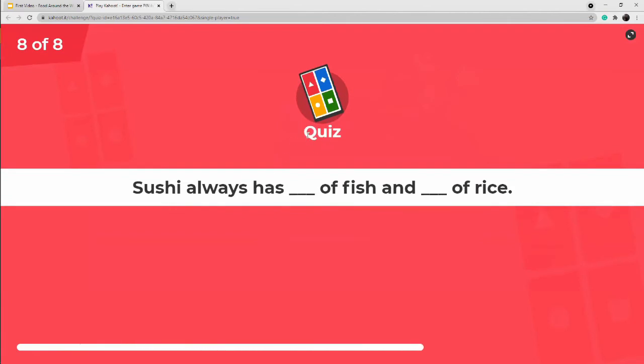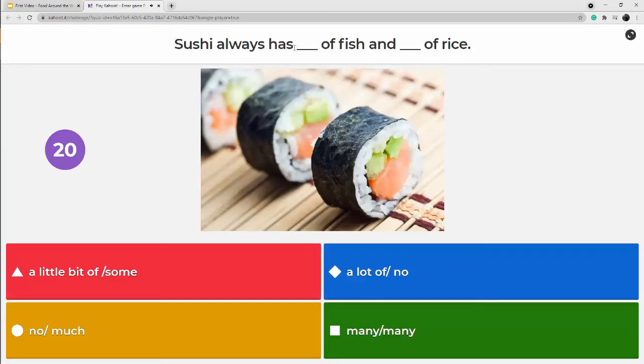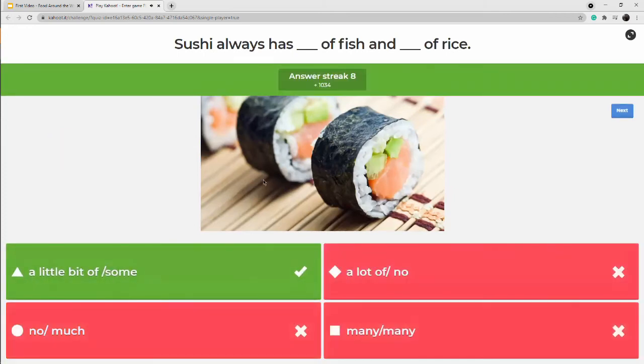So here we have the last question. Sushi always has a little bit of rice, a little bit of fish, and some rice, a lot of fish, and no rice. No, this one cannot be because no rice, not really. Many and many, no. So let's go for this one, a little bit and some. As you can see, it has some fish, a little bit of fish, and some rice, but it is not a lot of it. It's just a little bit, few.